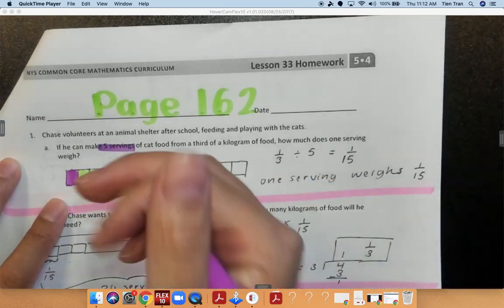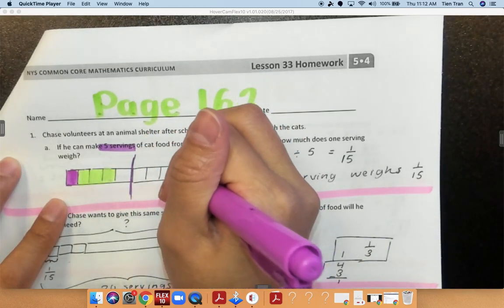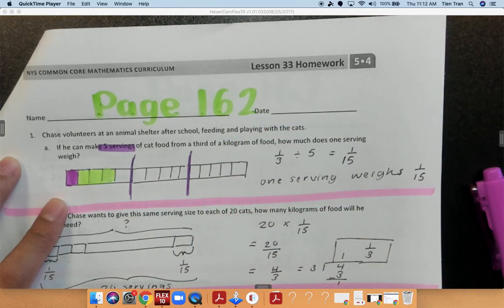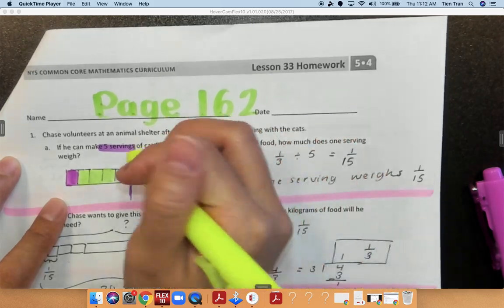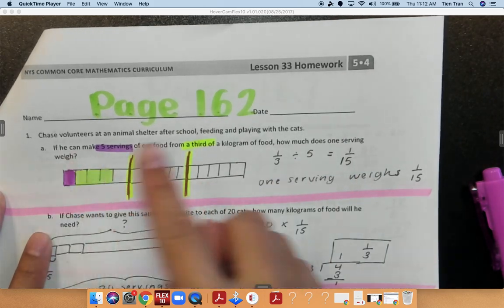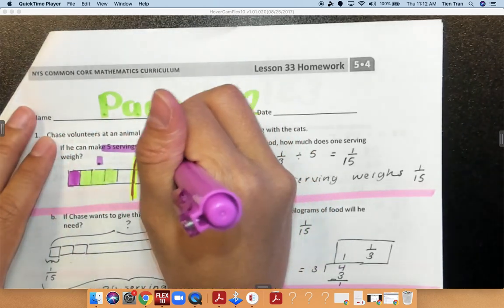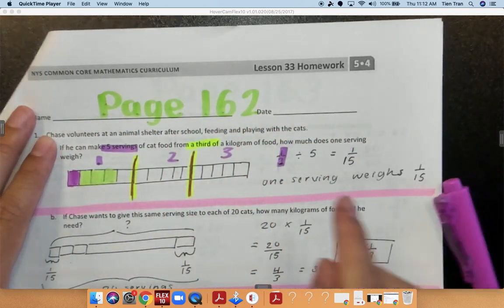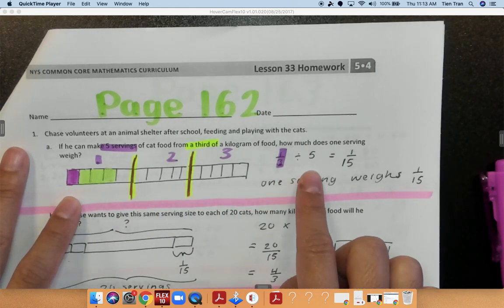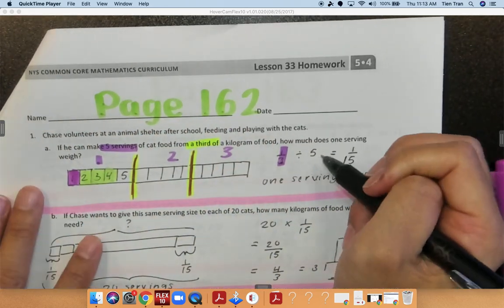So what I have here is 1, 2, 3, 4, 5. And what he did here was he had a third of a kilogram. So that's why it's being divided into thirds, okay? Now, how much does one serving weigh? So I have 1/3. Notice this is 1, 2, and 3. So this is 1/3. And I'm dividing it by 5. There are 5 pieces. That's why I'm dividing it by 5. Now, I'm going to solve for that.